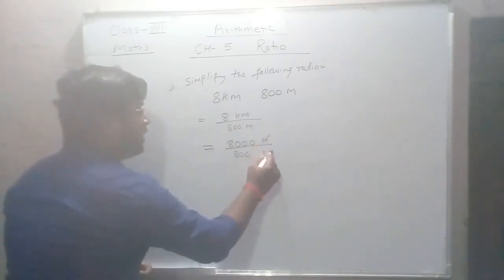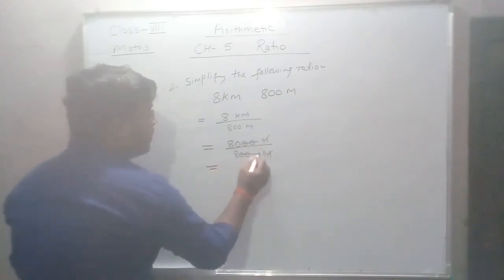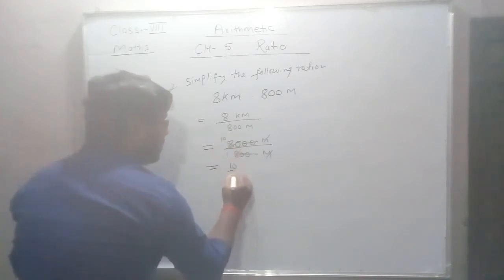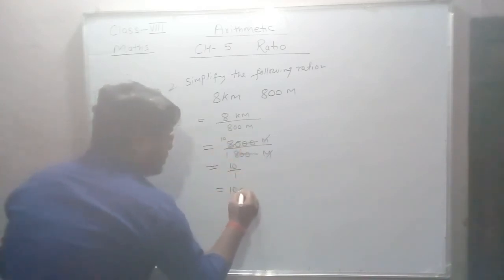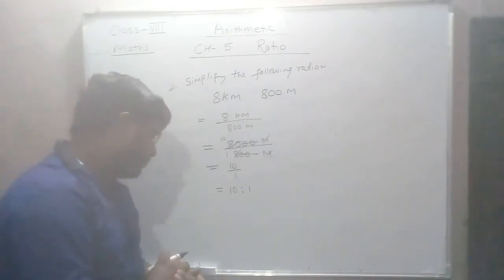Meter is cancelled here, so 2 zeros, 2 zeros are cancelled. 8 ones are 8, 8 tens are 80, so 10 upon 1 we got. So the ratio is 10 is to 1. So this is your answer.